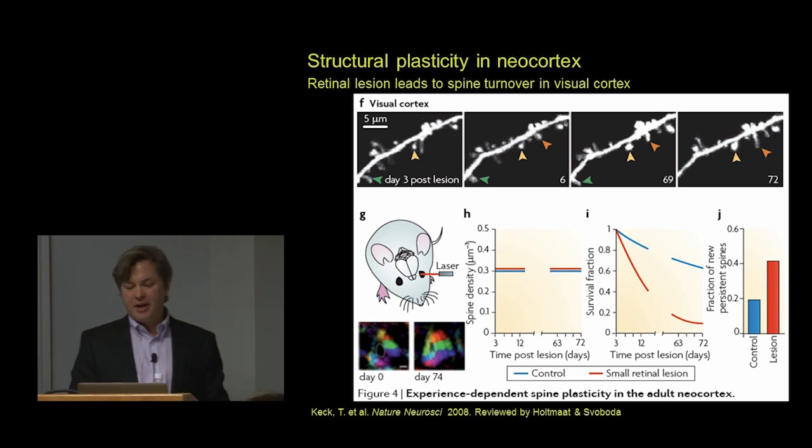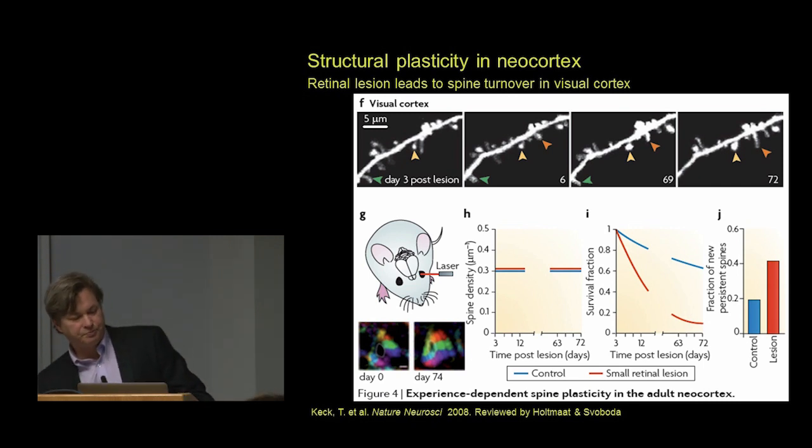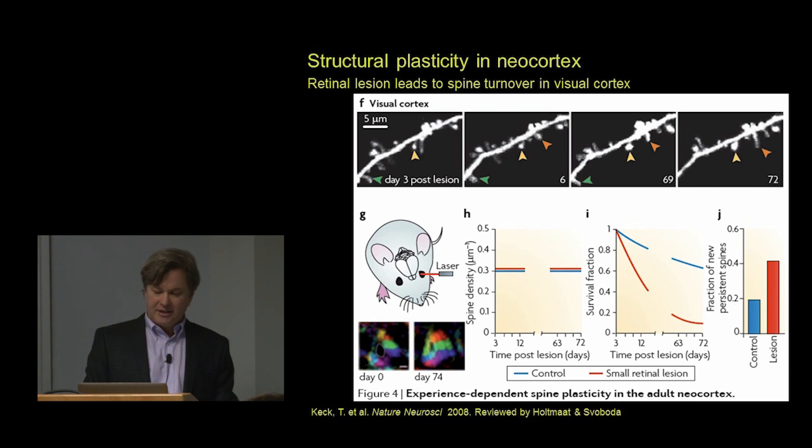They found that spines turned over. So in the schematic in Swoboda's paper of Bonhoeffer's work, a laser was shined into the eye, and a lesion was made. They counted the density of spines both in the lesion, which is red, and the unlesioned control eye, which is blue, and the number of spines didn't change.